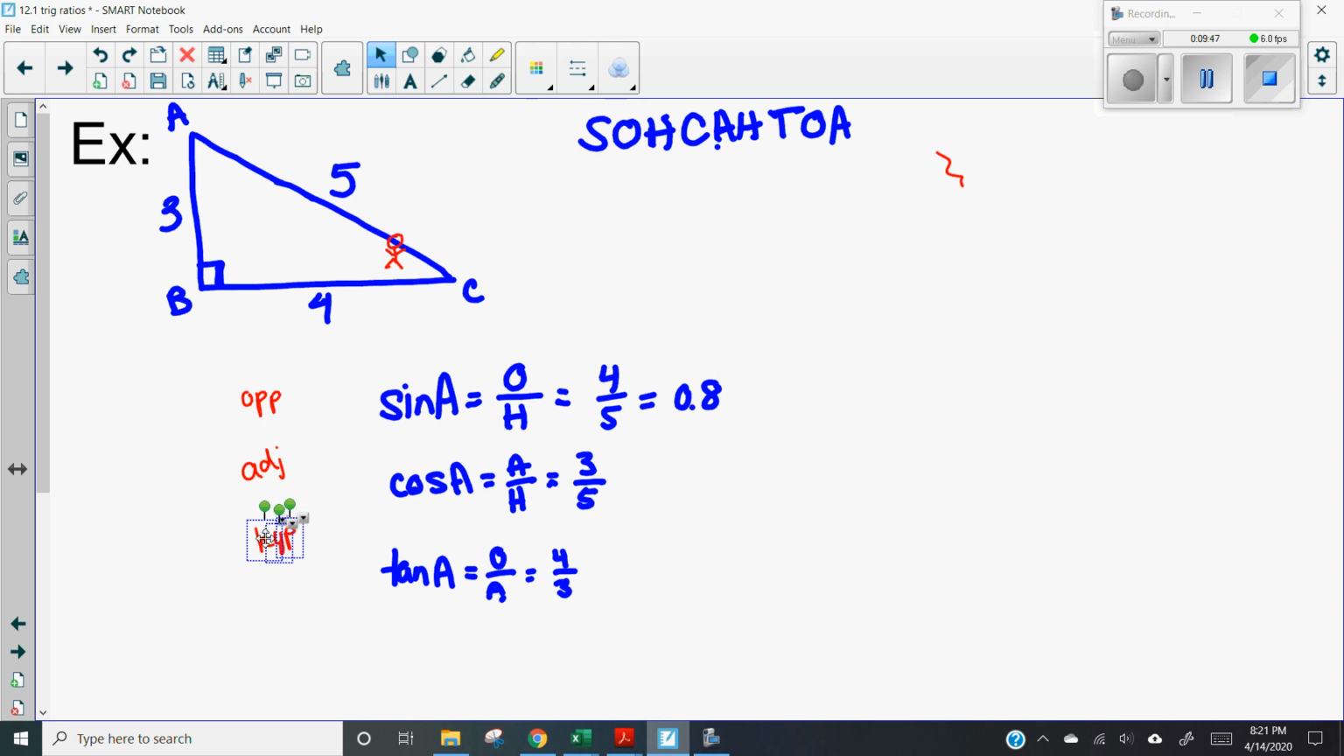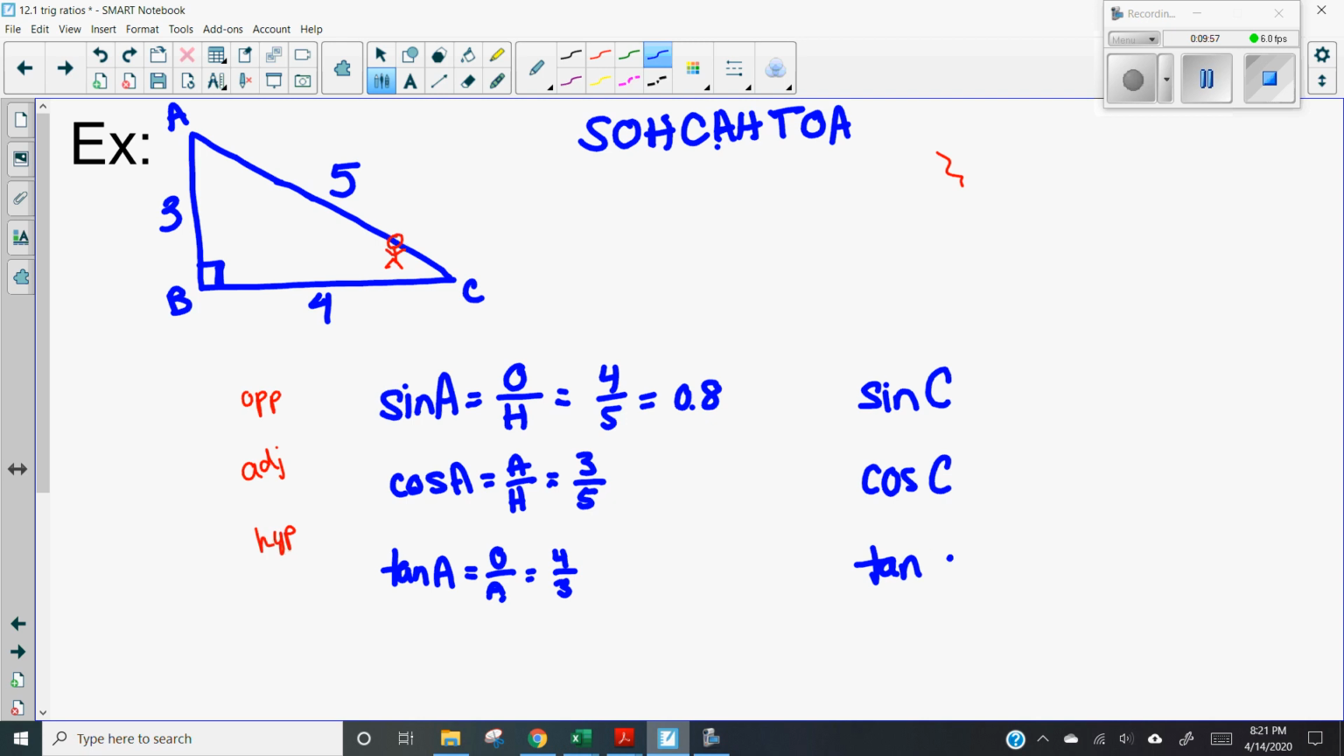Okay, so now I'm at angle C. So now I want to find sine of angle C, cosine of angle C, and tangent of angle C. Okay, so now my labels based on where we're standing, the opposite is here. It was here before when we were in angle A, but notice now it kind of flip-flops. The adjacent is here. The hypotenuse, whoops, it's not all attached.